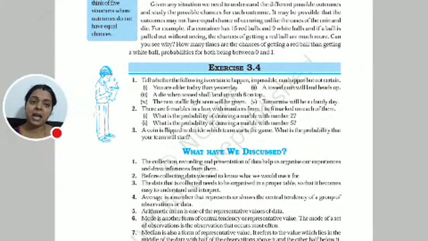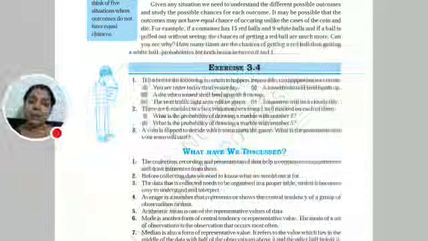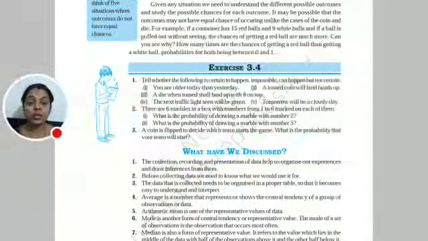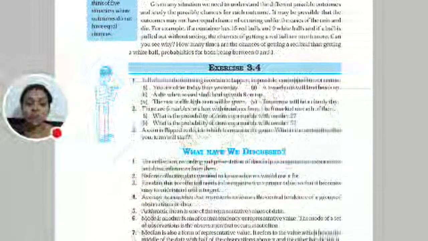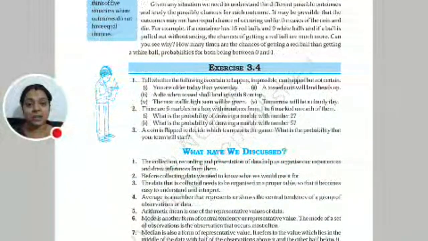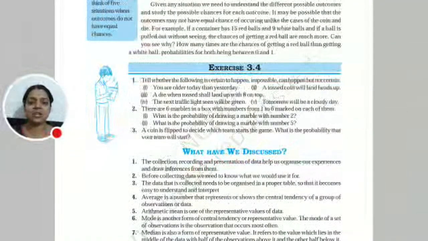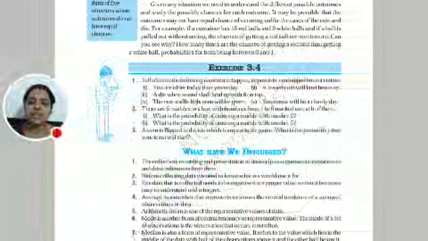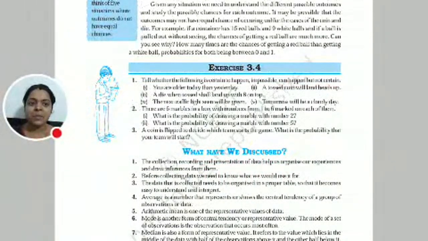The next one we have is: a die when tossed shall land up with 8 on top. How is it possible that 8 will come? We are talking about a die. A die has only 6 faces and 6 digits. So what happens? It is talking about 8. Undoubtedly impossible. It is totally impossible. Fine. So now question number 4 comes.